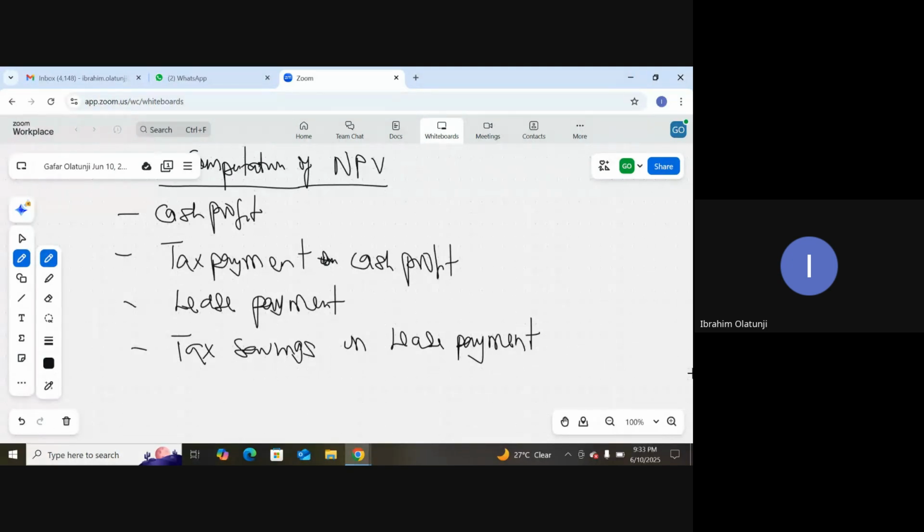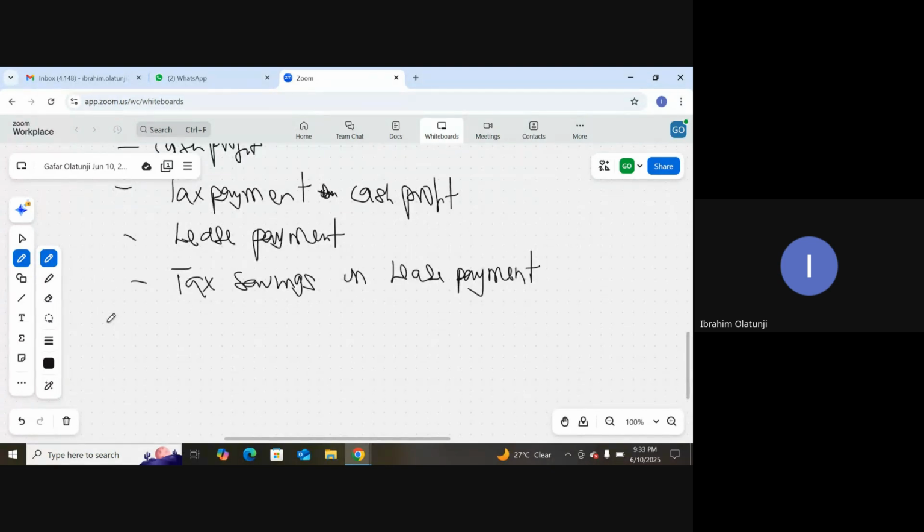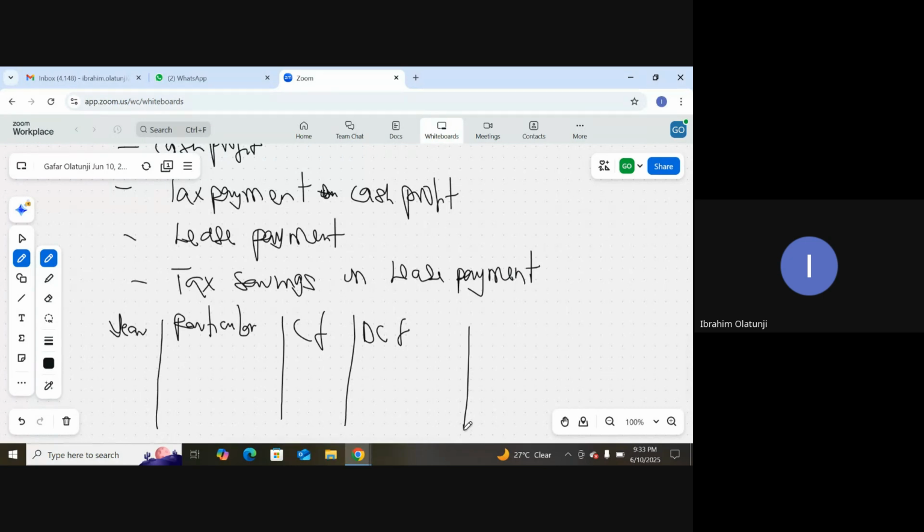Okay. So now the requirement we go by: year, particular, cash flow, discount factor, and the present value.